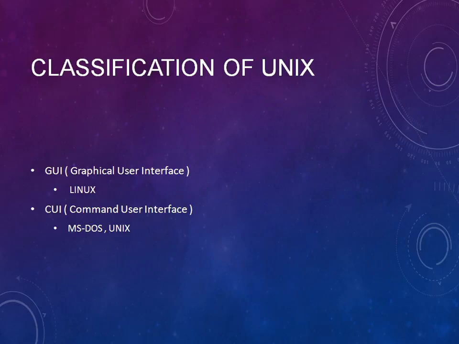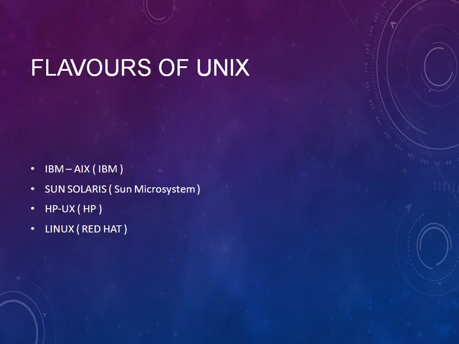You have GUI and you have CUI. So MS-DOS is represented as a CUI, whereas in the Windows operating system, where you see all the graphical folders, the start button and everything that you are seeing, it is called a GUI, right? So in the same way, Unix also has been classified into two types. GUI, we are calling it Linux, and CUI, we are calling it Unix.